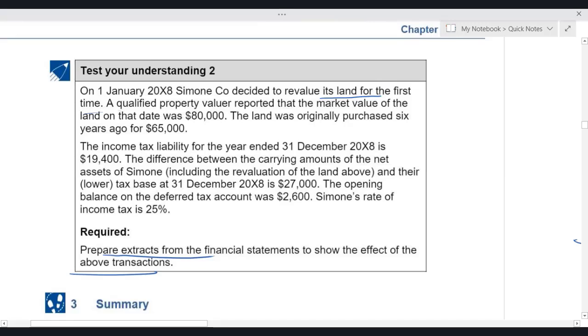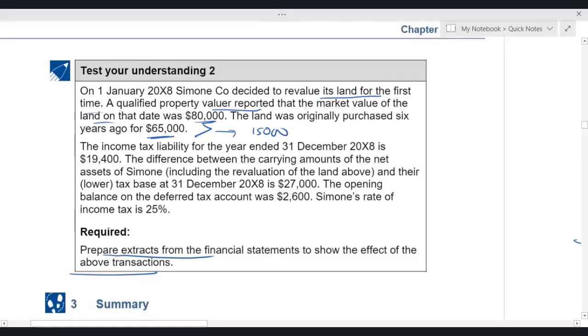A qualified property valuer reported that the market value of the land on that date was 80 million. The land was originally purchased 6 years ago for 65. So you can see that there's a revaluation surplus of 15,000, and we have just discussed that if deferred tax liability arises from revaluation surplus, it will be charged to revaluation surplus.